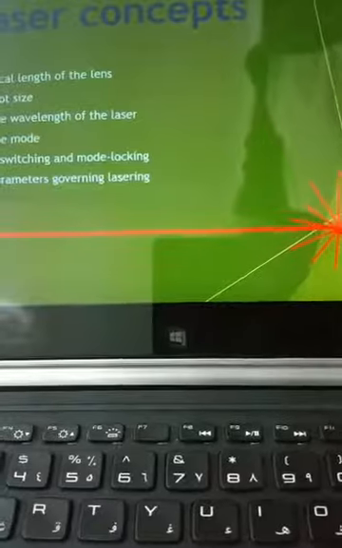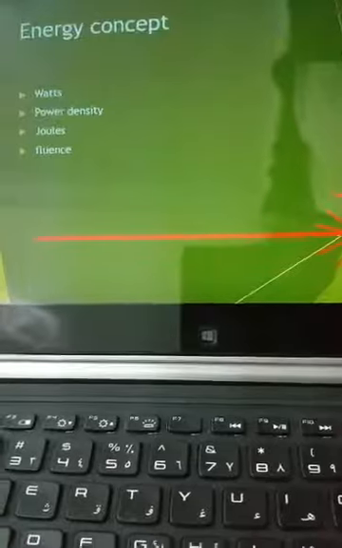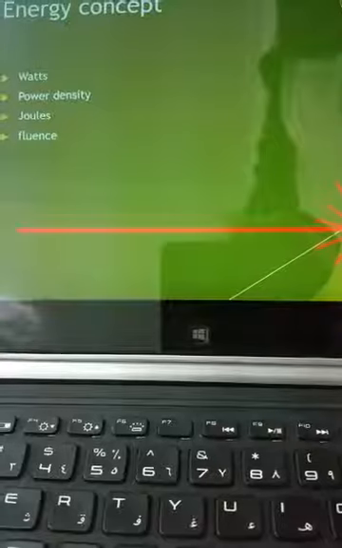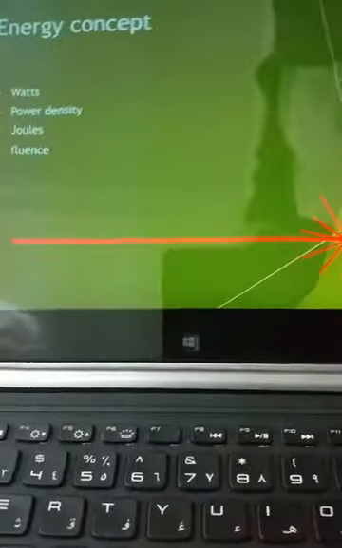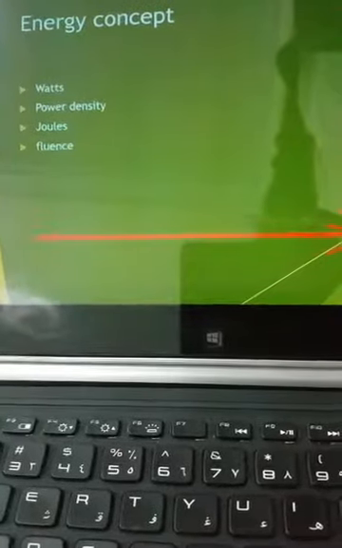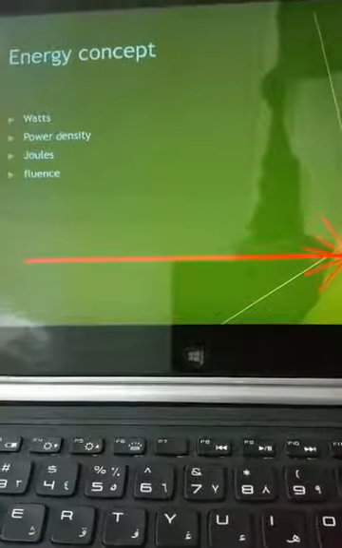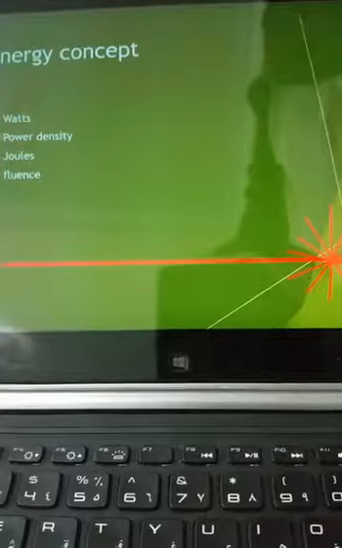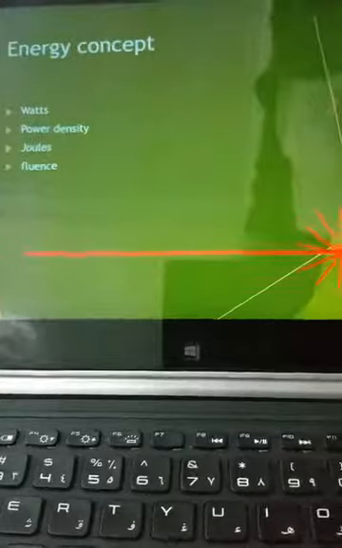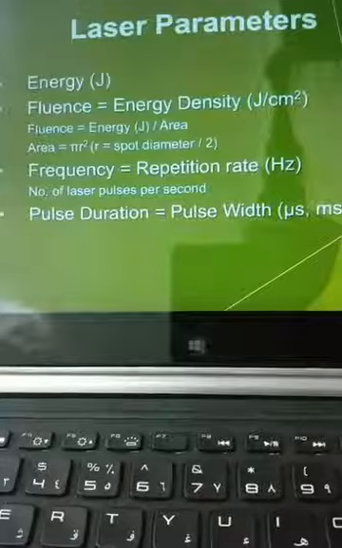And when can I use high power and when can I use low power. This is really very important, and these are the other things which we should know, like the watts, the power density, joules, and the fluence. And modern lasers today have the facilities that can produce laser according to the type of treatment you are using, or the specialty in dentistry.